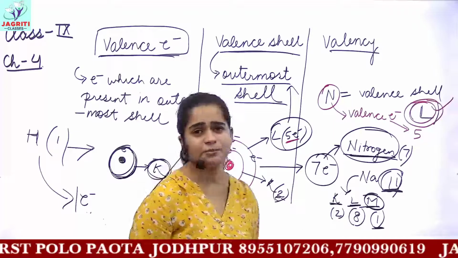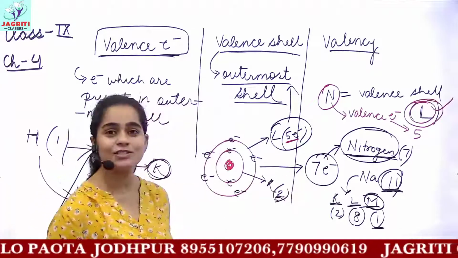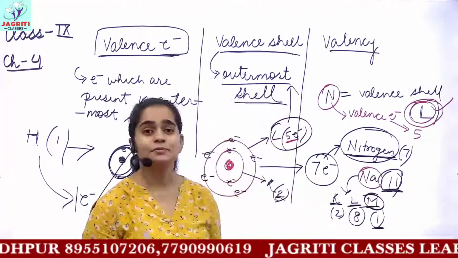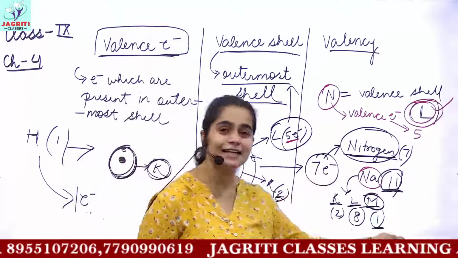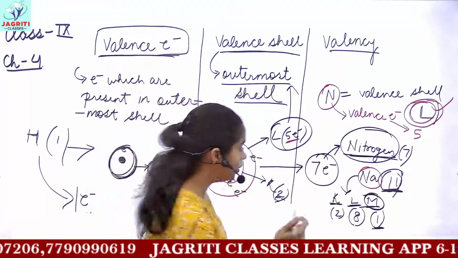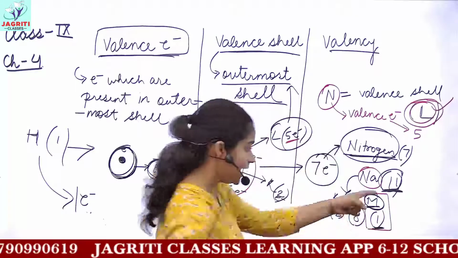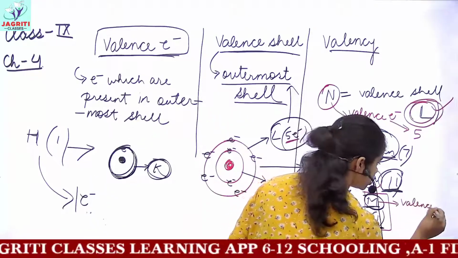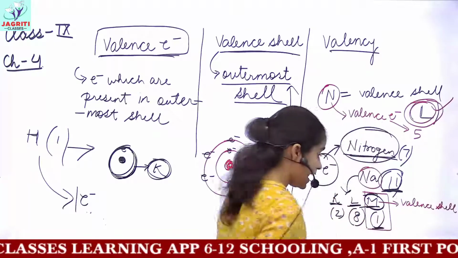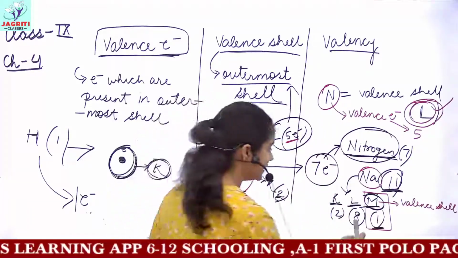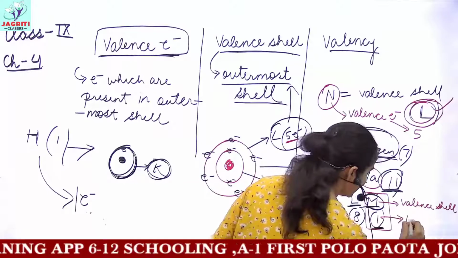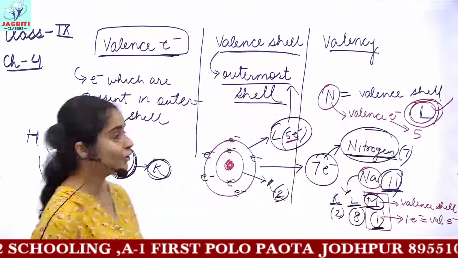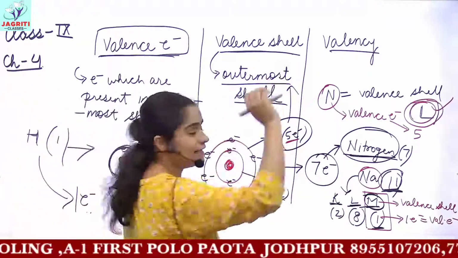Talking about sodium, can you all find the valence electron in sodium? It is very easy. Valence electron means the electrons present in your valence shell. As I already told you, the valence shell for sodium is the M shell. So this M shell is your valence shell. And how many electrons are present? A single, 1 electron. So 1 electron is your valence electron. So this is the whole concept about valence electrons and valence shell.